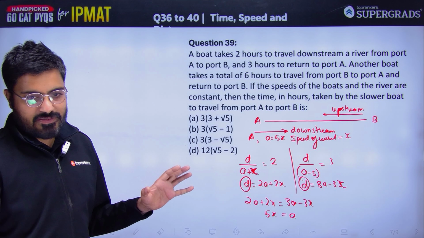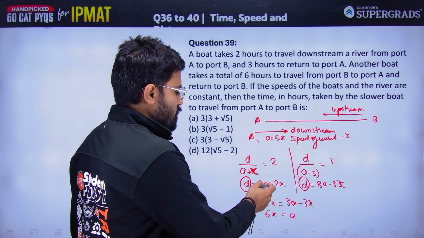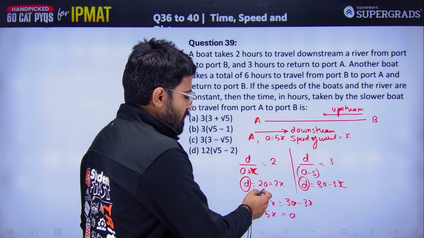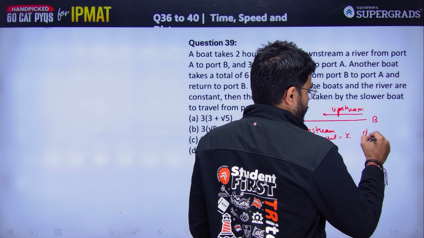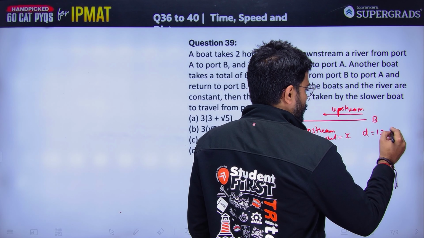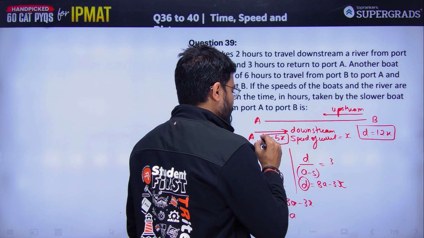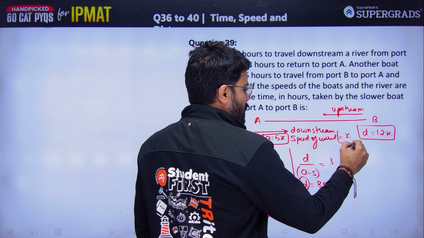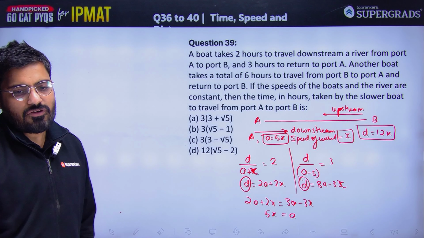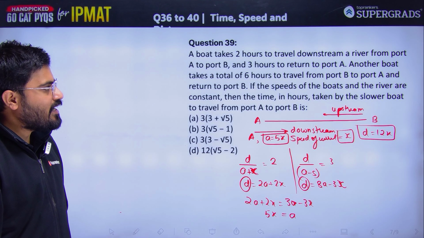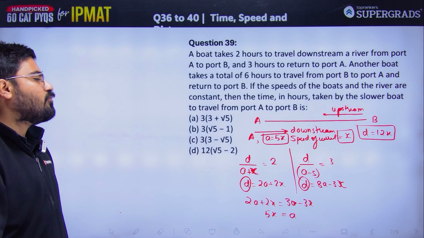So I get the value of a in terms of current only, that is 5x. So a part is done. And what is distance? You can calculate distance from here also. If you put this as 5x, it becomes 10x plus 2x, 12x. So I got the distance in terms of x. I got the speed of a in terms of x. I got the speed of current in terms of x. So I have these three things in terms of x. Now what they are saying, another boat takes 6 hours to travel from B to A and then to B.